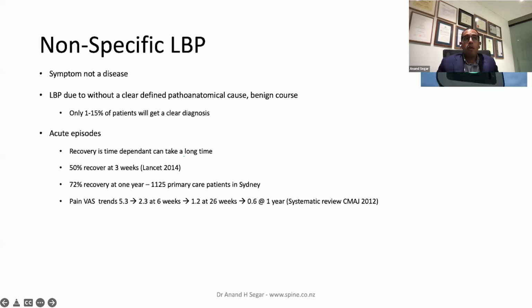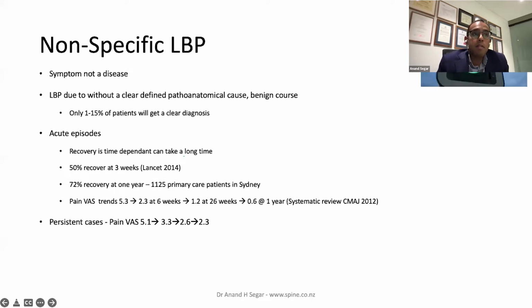50% recover at 3 weeks, and that's a study from the Lancet in 2014. But only 72% recover at 1 year, and this is 1,100 patients presenting to primary care in Sydney. Their pain scores trend down. If they're going to recover, they trend down from 5 to about 2.3 at 6 weeks, and half again at 26 weeks to 1.2, and half again at 1 year to 0.6. And that's a systematic review from the Canadian Medical Journal.